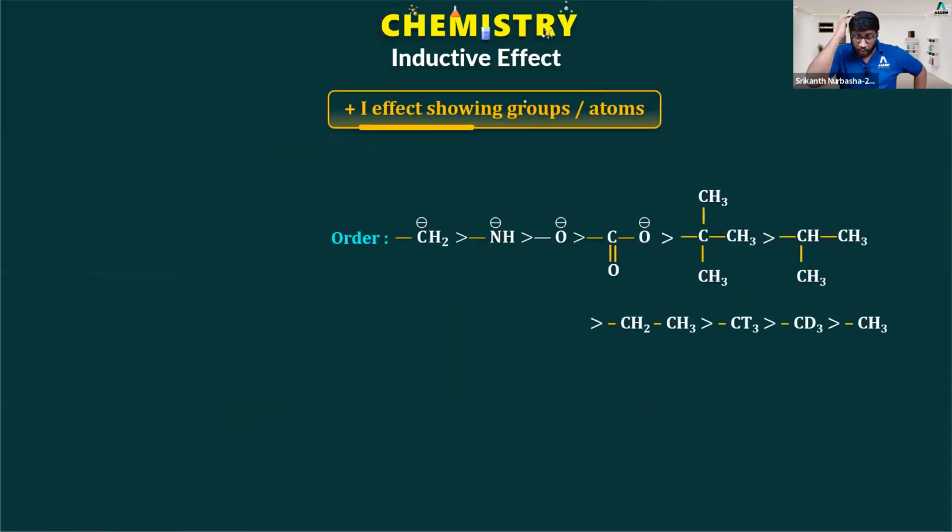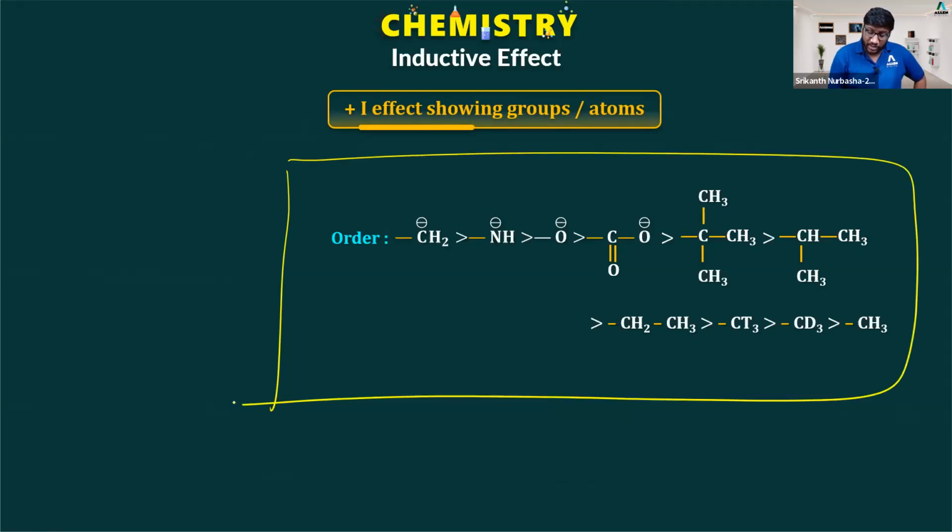Plus I effect showing groups or atoms: CH2 minus, NH minus, O minus, C double bond O minus, C(CH3)3, CH(CH3)2, CH2CH3, CH3, CT3, CD3. This is the complete order, everything we have studied. Why is it so? Carbon is less electronegative than nitrogen, and nitrogen is less electronegative than oxygen. So less electronegative atoms can easily donate electron pairs.